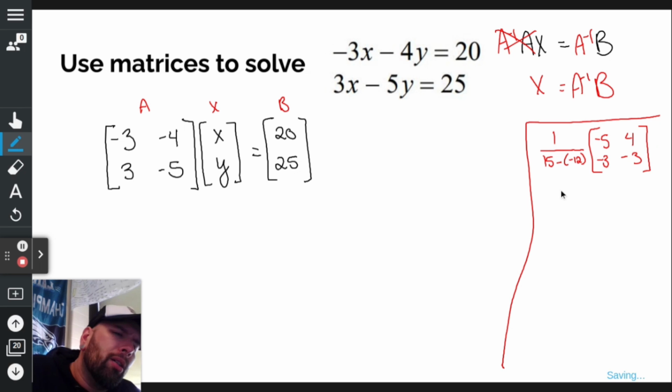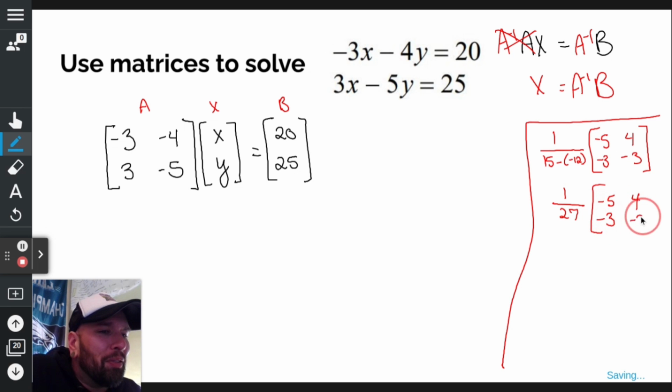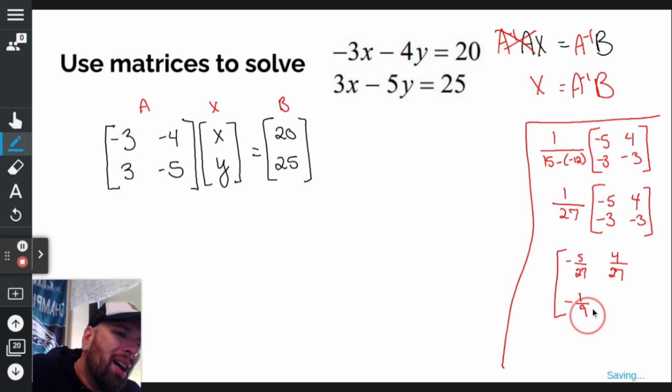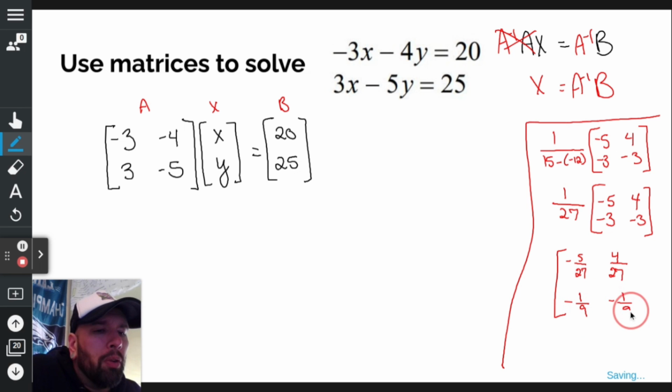And you get, oh, no way, 1 over 27? I immediately regret this problem. Oh well. Negative 5, 4, negative 3, negative 3, which becomes negative 5 over 27, 4 over 27, negative 1 over 9, negative 1 over 9.